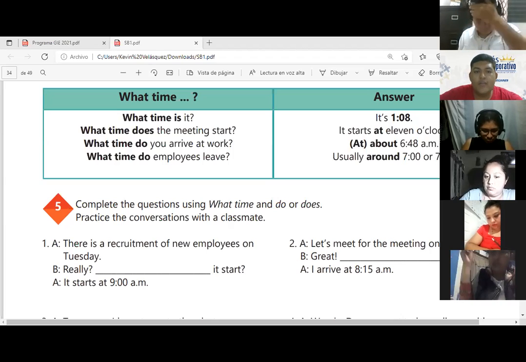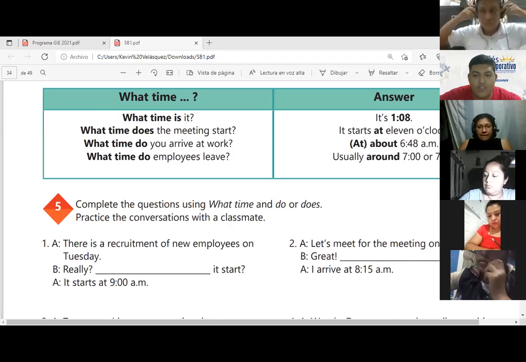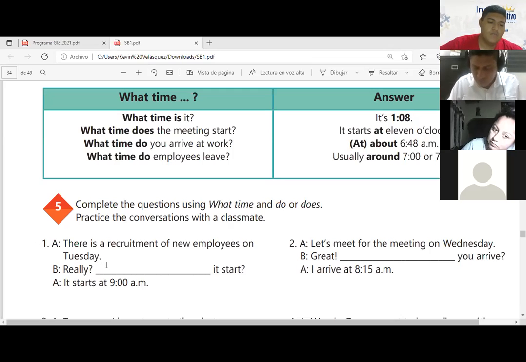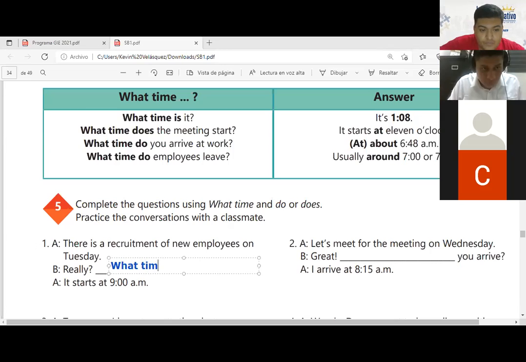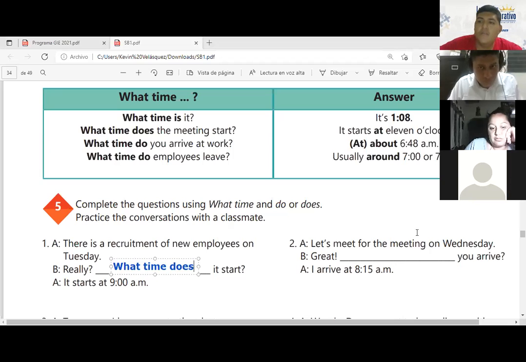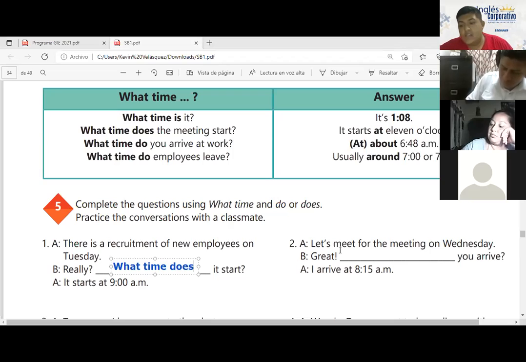Okay, let's check together and we finish with this. Let's see it together. Here we go. It says complete the questions using what time do or does. Practice the conversation with a classmate. Number one, there is a recruitment of new employees on Tuesday. Really? And the question is? What time does it start? Number two. What time does? Let's meet for the meeting on Wednesday. Great.